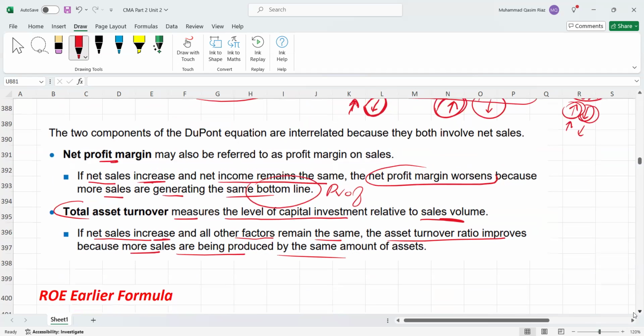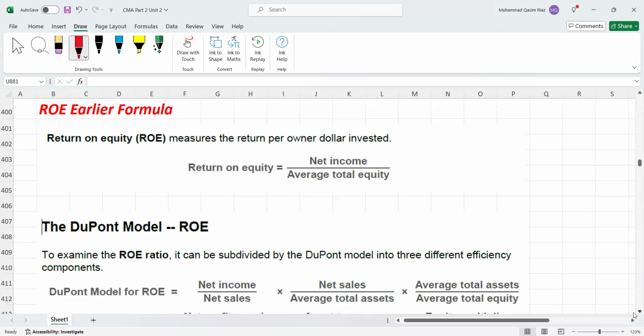Then guys, we have another ratio. Then I'll show you the question, how questions are performed. So we have another ratio for what? Return on equity. Okay. So earlier we discussed the formula for return on equity.